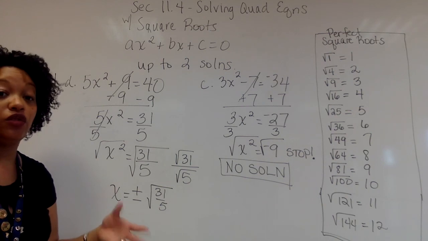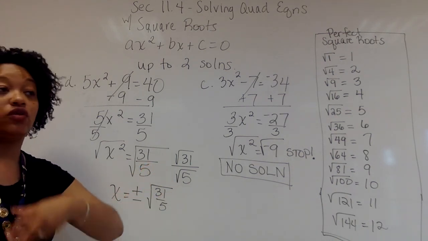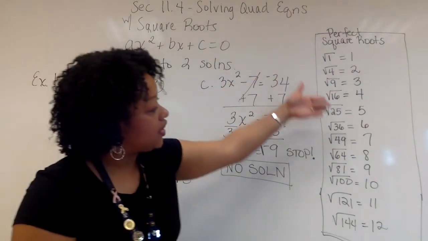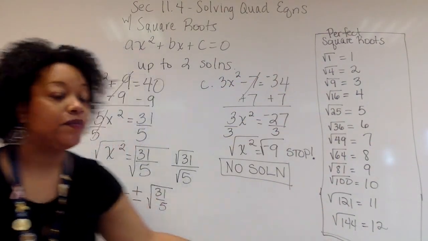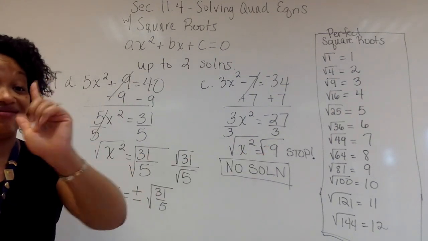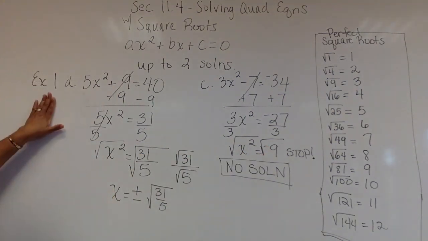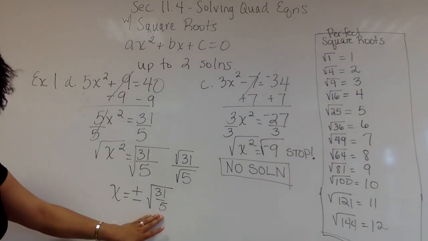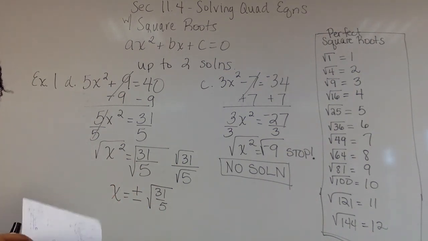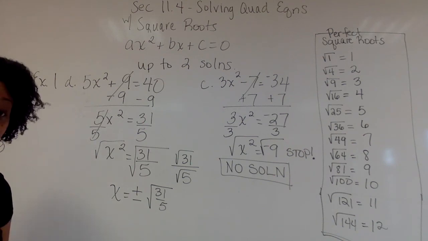So I've shown you, A and B show you how to do this, just regular, the way you should expect answers from your table. Then letter C was a no solution because of that negative sign, so don't let that get you. And then letter D, the only difference was it wasn't a perfect square, but you still had to solve for it.